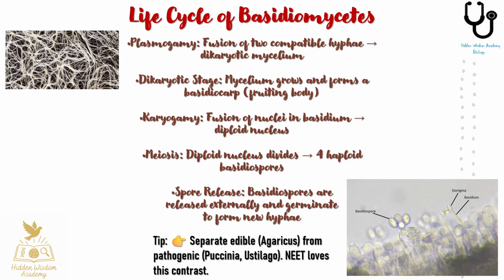Now, let's learn the life cycle of Basidiomycetes. The Basidiomycetes life cycle starts with plasmogamy, the fusion of 2 compatible hyphae, forming a dikaryotic mycelium. This mycelium grows into a basidiocarp, the fruiting body. In the basidium, karyogamy occurs where the nuclei fuse to form a diploid nucleus, which then undergoes meiosis to produce 4 haploid basidiospores. These spores are released externally and germinate to form new hyphae, continuing the cycle.